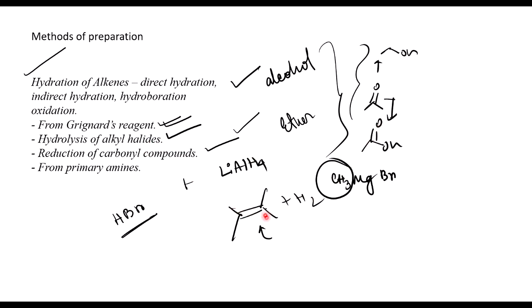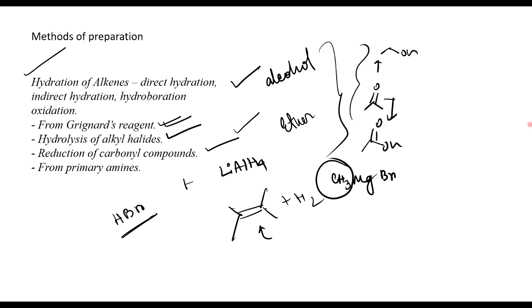And then Grignard reagent. Grignard reagent is CH3MgBr. We can take, or in place of CH3 we can take ethyl, methyl, propyl, anything. And the beauty of the Grignard reagent is that from acid we can get ketone, and from ketone we can get alcohol. So in this way the reaction can happen by using Grignard reagent. Then we have hydrolysis of alkyl halide and reduction of carbonyl compound by various reducing agents like lithium aluminum hydride, lithium borohydride, etc., and also from primary amine.